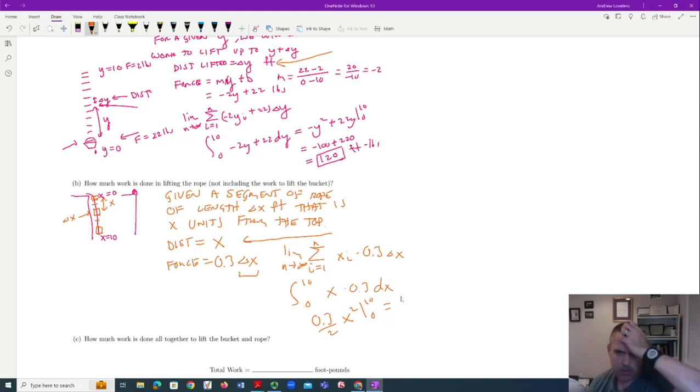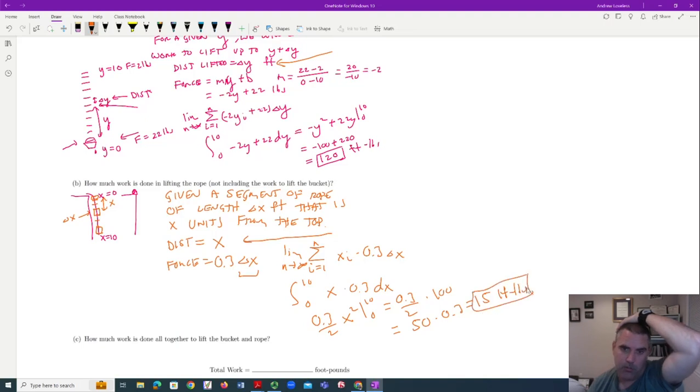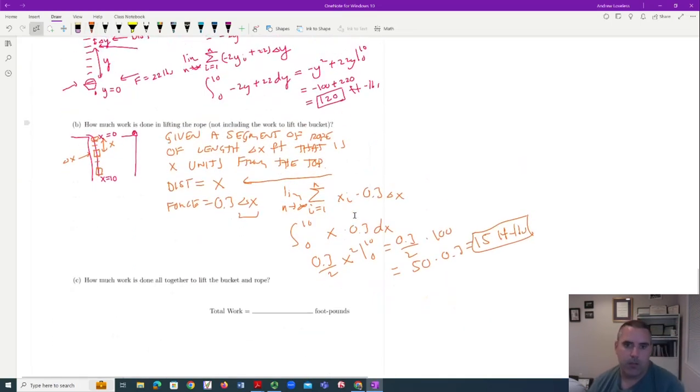Okay, so what's going to happen here? This is going to be 0.3 over 2 times 100. So it's going to be 50 times 0.3. Okay, 0.1 would be 5, so 0.3 must be 15. 15 foot-pounds. It's a lot less than the bucket, but the rope, hopefully, was fairly light. So our final answer, the total work is 120 plus 15, 135 foot-pounds.